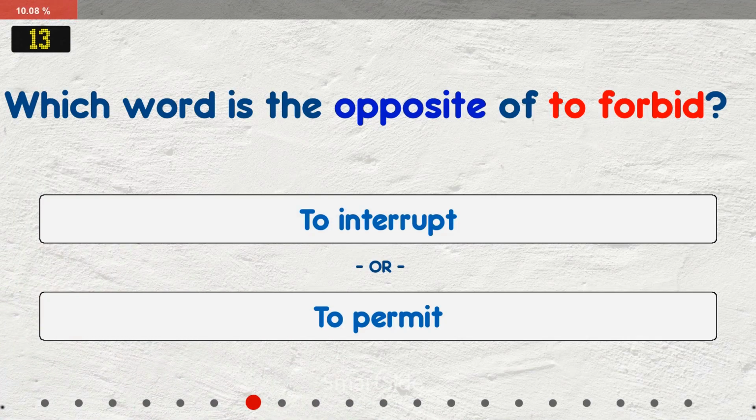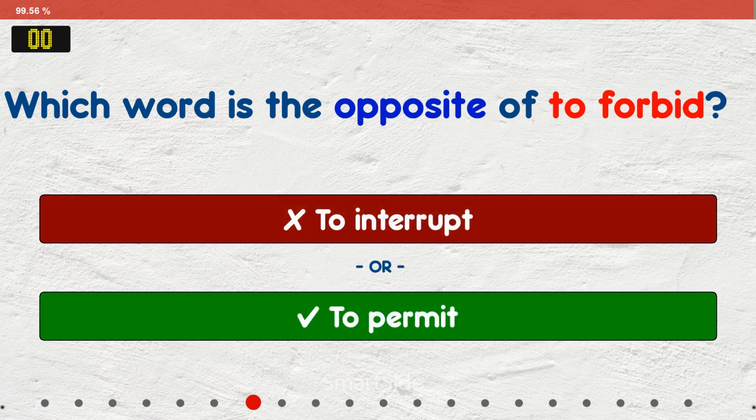Which word is the opposite of to forbid? A, to interrupt. B, to permit. The answer is to permit.